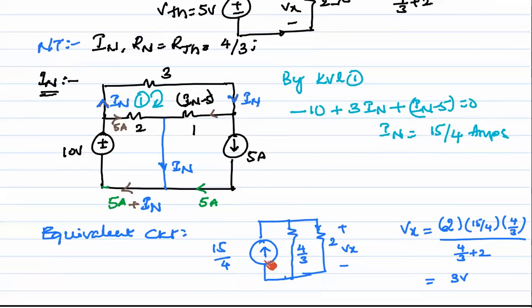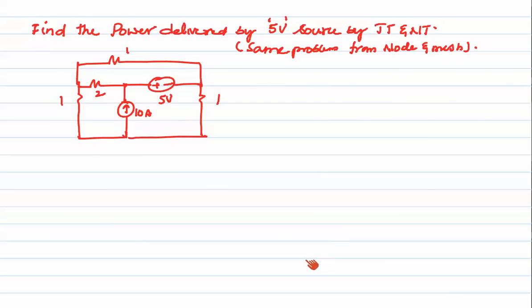Now we will draw the equivalent circuit, a current source in parallel with the equivalent resistance Rn, and here the target terminals are plus or minus Vx, which is across 2 ohms. So now Vx can be found by the current division rule. By the current division rule, we get the Ix value. Ix into 2 is nothing but the voltage. So directly I have done here, Vx is equal to this value, 3 volts. And this is the same problem which we discussed in node and mesh analysis. So solve this problem by Thevenin's and Norton's theorem.